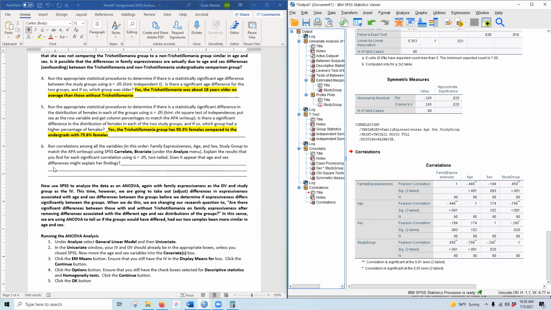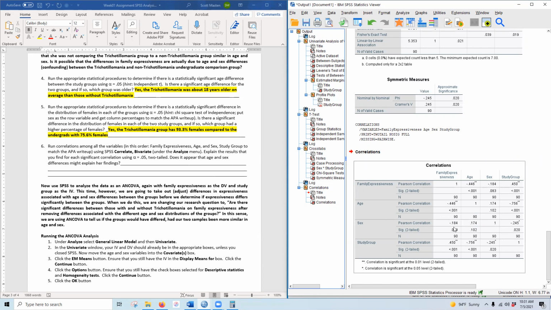Does it appear that age and sex differences might explain our findings? Why would I say that instead of are they correlated? Well, because we've already established that they differ. So if indeed they're also associated with the DV, they can explain differences that she found in her findings. That's why I asked it that way here. So let's see, is age associated with family expressiveness? Yeah, it's negative, it's statistically significant. So higher age, lower family expressiveness. One variable goes up, the other one tends to go down, statistically significant, it's got stars. So the older people tended to be less expressive, or come from families that were less expressive.